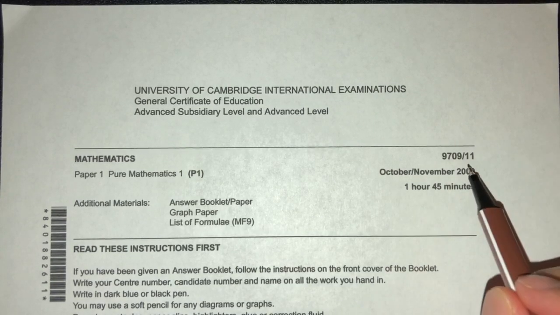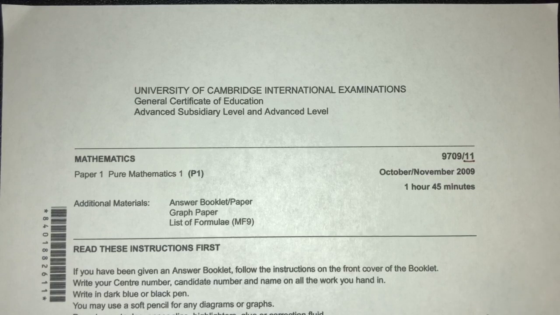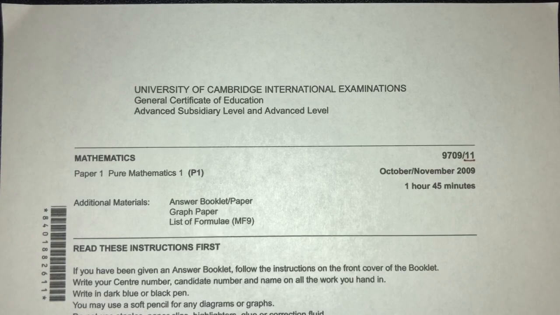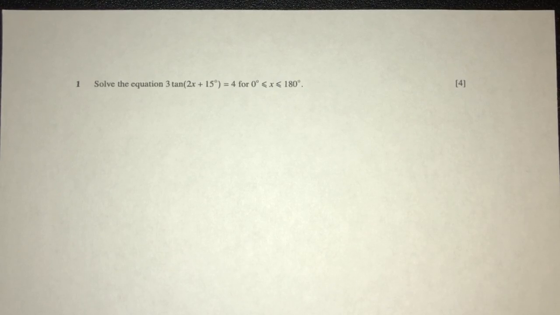This one is paper 1-1 of October-November 2009 of A-Level Math. With that being said, let's move on to question number 1. So here we have to solve the equation 3 tan(2x + 15) = 4 for x between the value of 0 and 180.